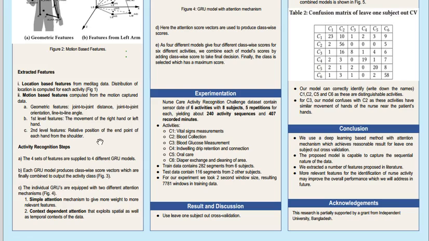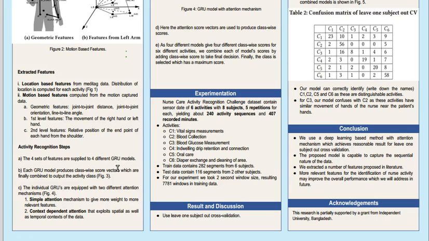Out of these 3 types of features, the first one is the geometric features, where we calculate joint-to-joint distance, joint-to-joint orientation, and line-to-line angle. Secondly, we calculate the movement of the right hand or left hand, which is called the first level features. Lastly, we extract second level features where we calculate the relative position of the endpoint of each hand from the shoulder.